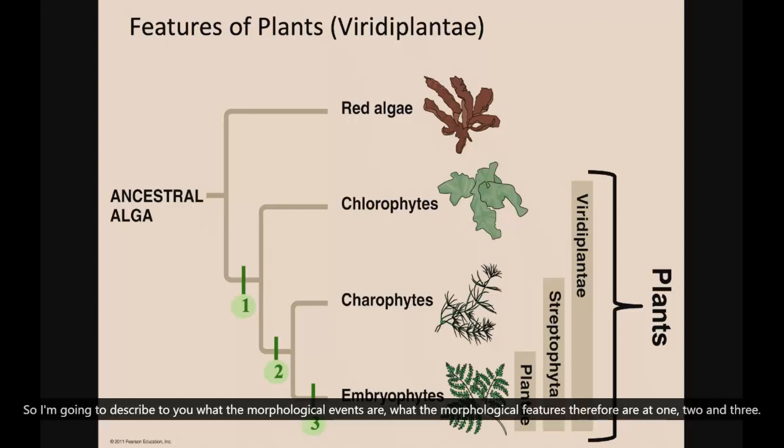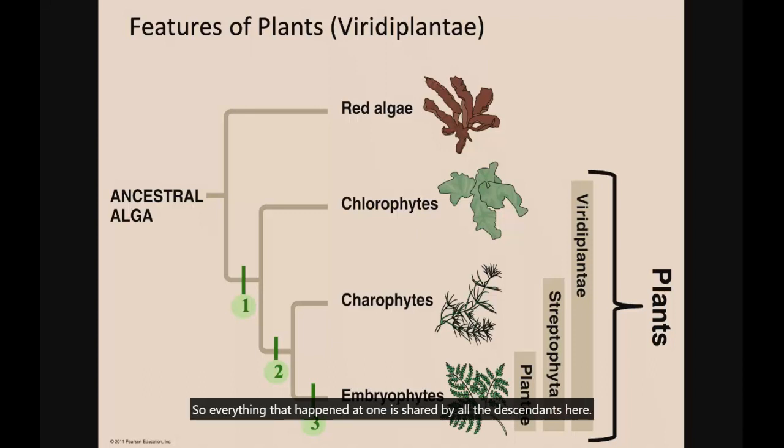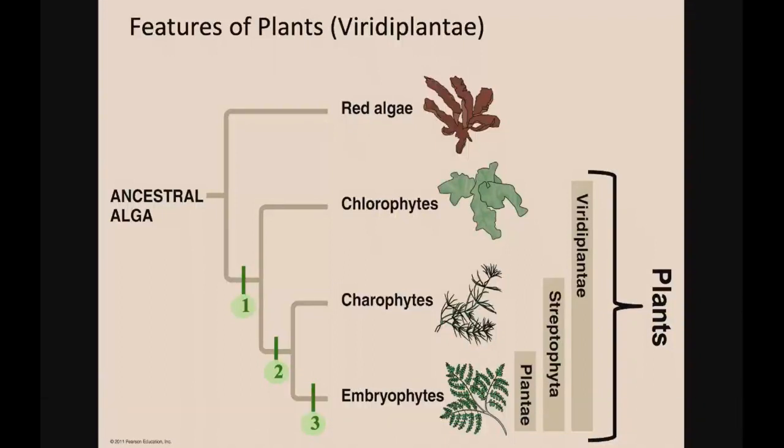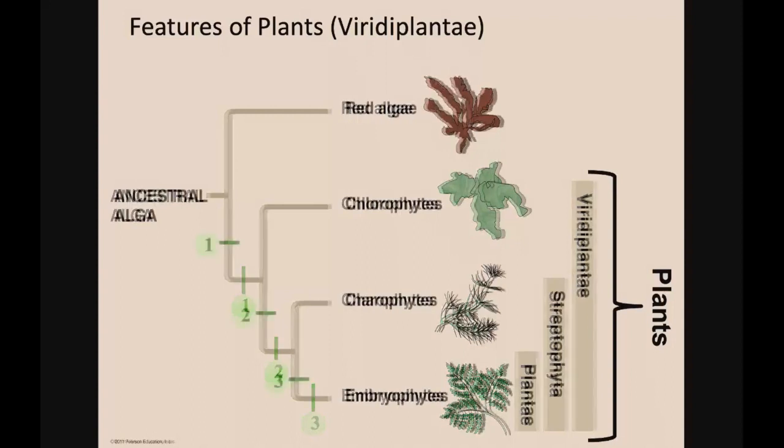So I'm going to describe to you what the morphological events are, what the morphological features, therefore, are at 1, 2, and 3. So everything that happened at 1 is shared by all the descendants here. So in this case, all plants. Everything that happened at 2 is shared by everything in the Streptophyta, the charophytes and the embryophytes. Everything that happened at 3 is shared by the embryophytes, which is a fancy word for land plants.